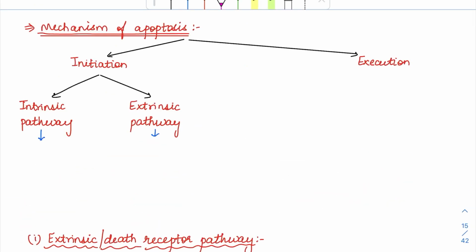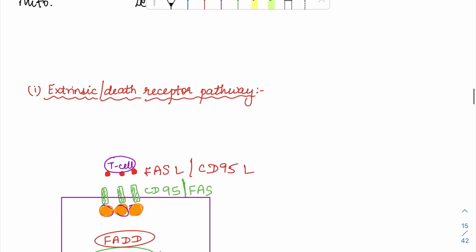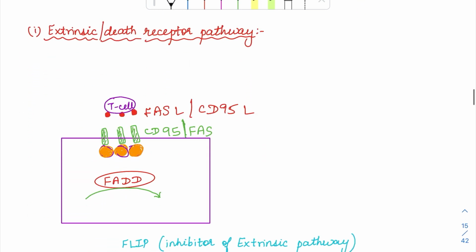Next we'll start with the mechanism of apoptosis. The mechanism of apoptosis happens in two phases, the initiation and the execution phase. Under the initiation phase, we have two pathways: the intrinsic pathway, which is also called the mitochondrial pathway, and an extrinsic pathway, which is the death receptor pathway. Both of these pathways are going to initiate some caspases, which will then activate the execution phase. So let's start with the extrinsic or death receptor pathway in the initiation phase.